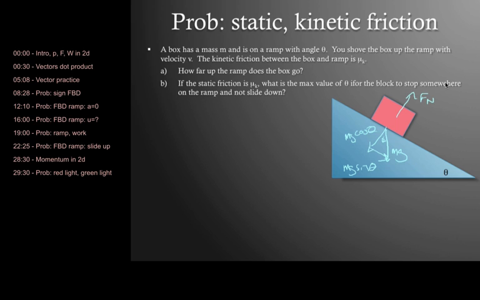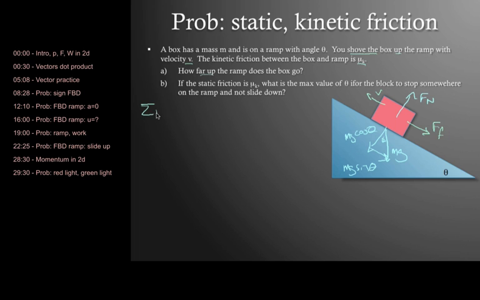Before I go any further, let's read this problem a little bit more carefully. So we're going to shove the box up the ramp. We're giving the box a velocity this way, so that means the frictional force is actually this way. The box has an initial velocity v, and the kinetic friction between the box and the ramp is mu k. How far up the ramp does the box go?